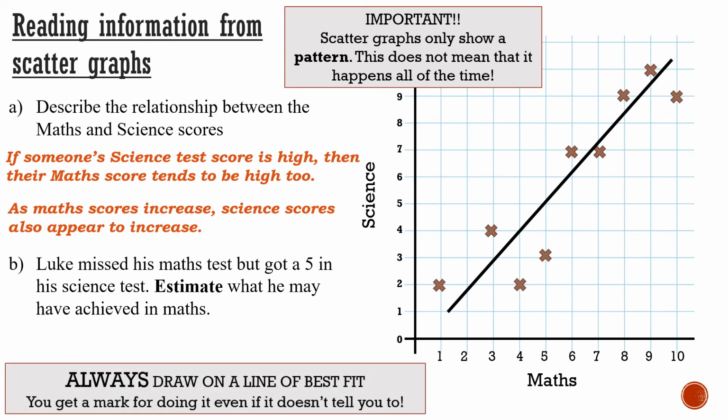So draw your line of best fit on if it hasn't already been drawn, and then we're going to use it. So he has got a 5 in his science test. So what I've done is I've read across from 5 from science, you can see the arrow, and then I've gone down to 5 on maths. So I would guess and estimate that if he got a 5 in science, using my line, he's got a 5 in maths. Now, if you just wrote 5 without using your line of best fit, you probably only get 1 mark instead of 2. So make sure you always use the line that's drawn for you or the one that you've drawn.